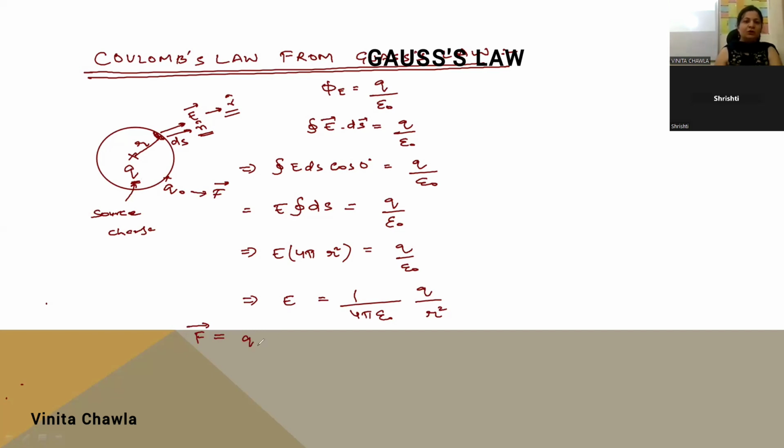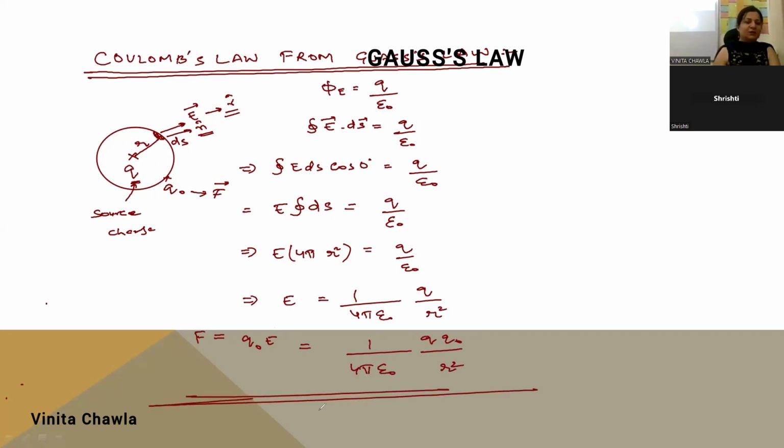It is q naught into E. Let's write in the magnitude form only. Let's not consider the vector form. So F is equal to q naught E. Now put the value. We'll get 1 upon 4 pi epsilon naught, q naught by r square. This is the final expression, and this is nothing but Coulomb's law. Okay, so we have derived Coulomb's law from Gauss law in this way.